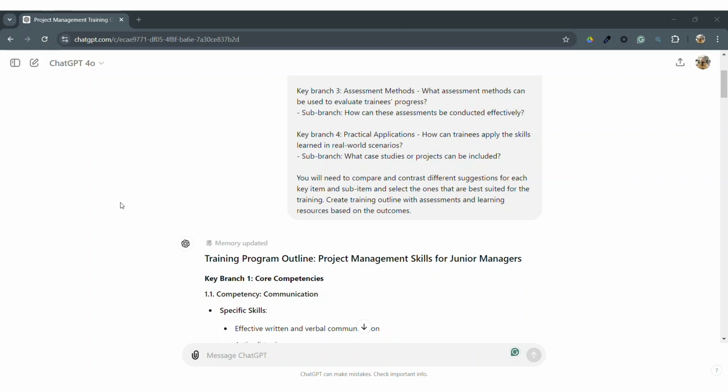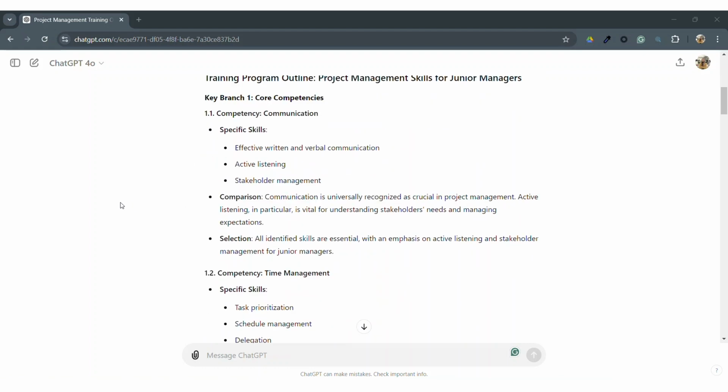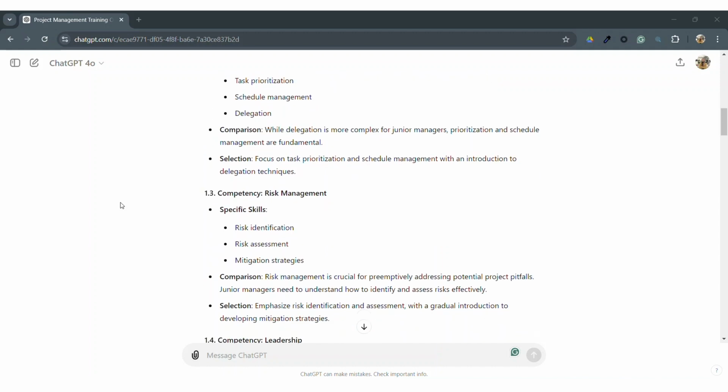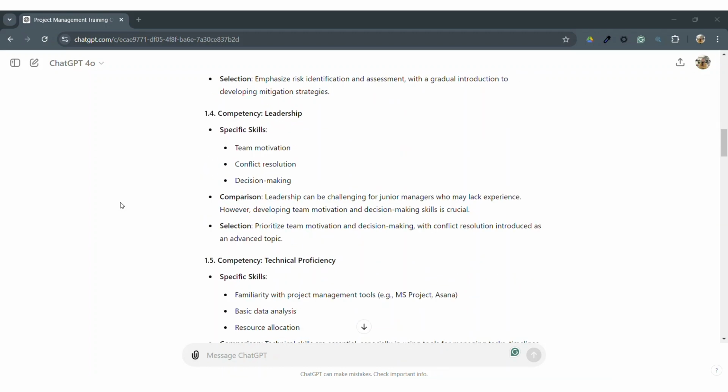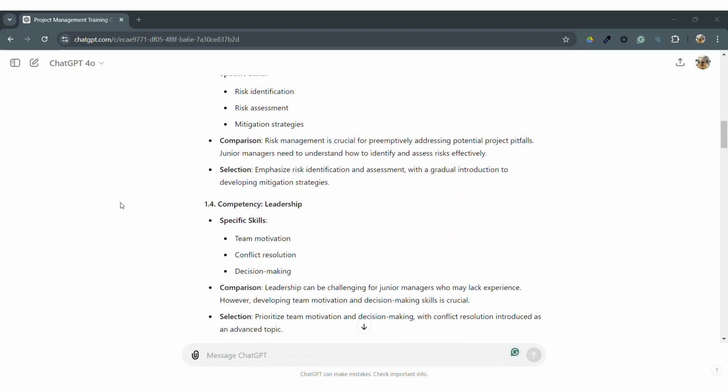Okay, now let's take a look at the output that we have. As you can see here, in key branch number 1, AI focused on identifying some core competencies that will be important for our junior managers in the project management skills training. So we can see here that in total, it has identified 5 skills, including technical proficiency, leadership, communication skills, and risk management.